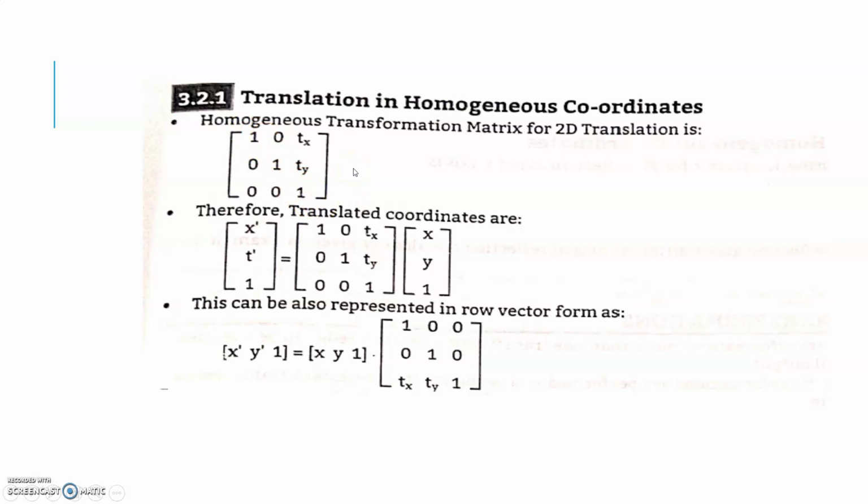You have to remember the formula for this particular matrix. Therefore, the new translated coordinates of a particular point, that are x dash y dash 1, equal the matrix 1 0 tx, 0 1 ty, 0 0 1, multiplied by x y and 1. This can also be represented in row vector form in this way. You can represent these translated coordinates like this.